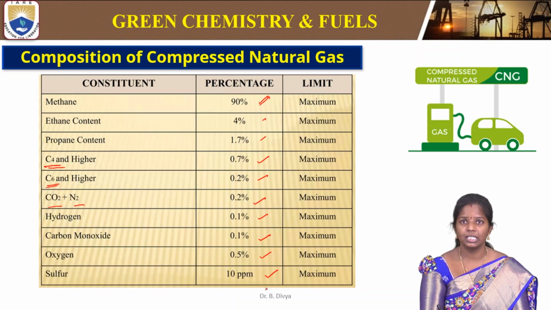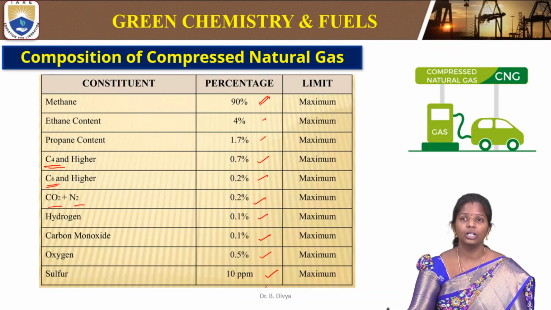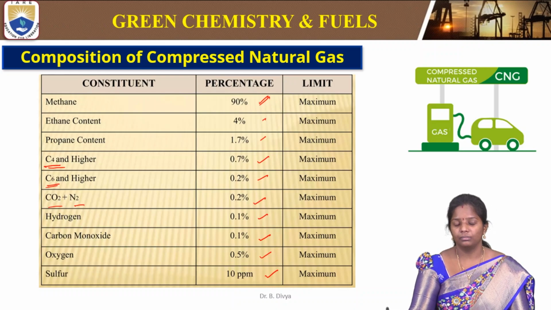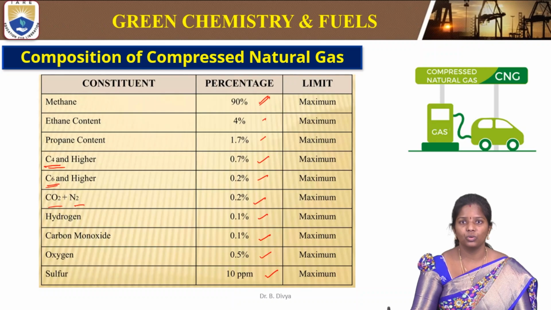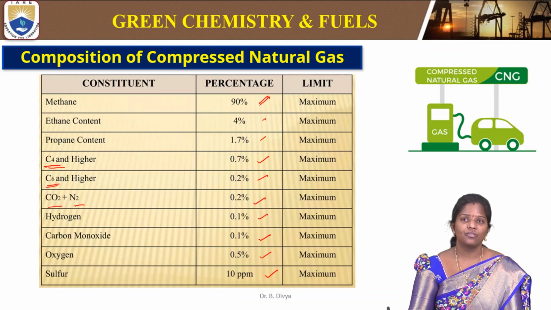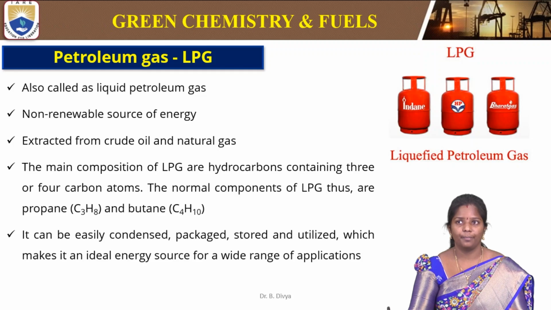So overall, if we see, the methane content is very good. That is why it is producing fewer greenhouse gases like carbon dioxide and monoxide. If present at all, it can produce more, but it has very little carbon monoxide and carbon dioxide content. So that is why it is a clean and safe fuel for automobiles.